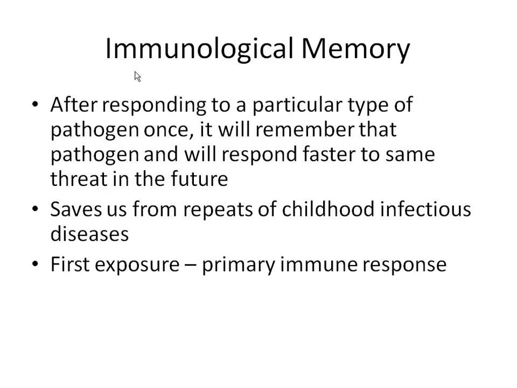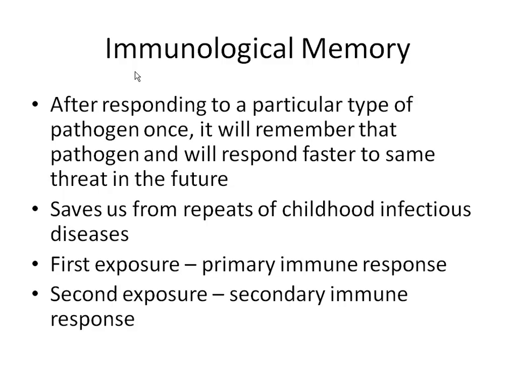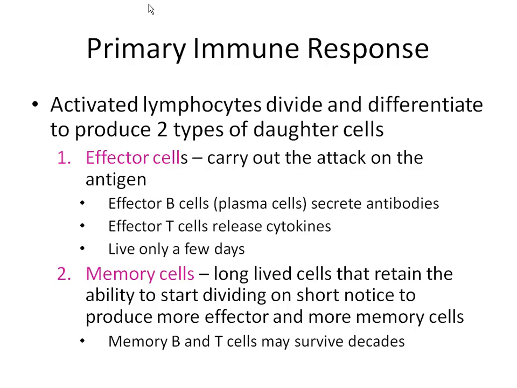During the first exposure to the pathogen, that is called primary immune response, and then the second exposure would be called secondary immune response. In primary immune response, we have activated lymphocytes that will divide and differentiate to produce 2 different types of daughter cells. One is called the effector cells, and these actually carry out the attack on the antigen. Effector B cells, which are called plasma cells, are going to secrete antibodies. Effector T cells are going to release cytokines. Effector cells only live a few days.